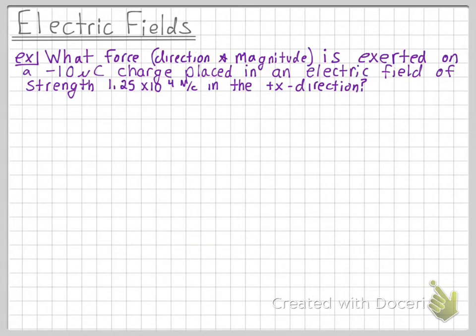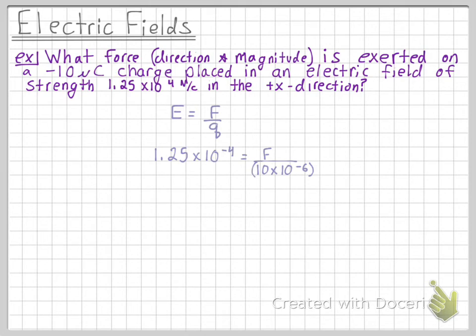Let's do another example. What force, direction, and magnitude is exerted on a negative 10 microcoulomb charge placed in an electric field of strength 1.25 times 10 to the 4th Newton per Coulomb in the positive x direction? Alrighty, so we're going to use our electric field equation again. So we can plug in our values for the electric field and the charge.